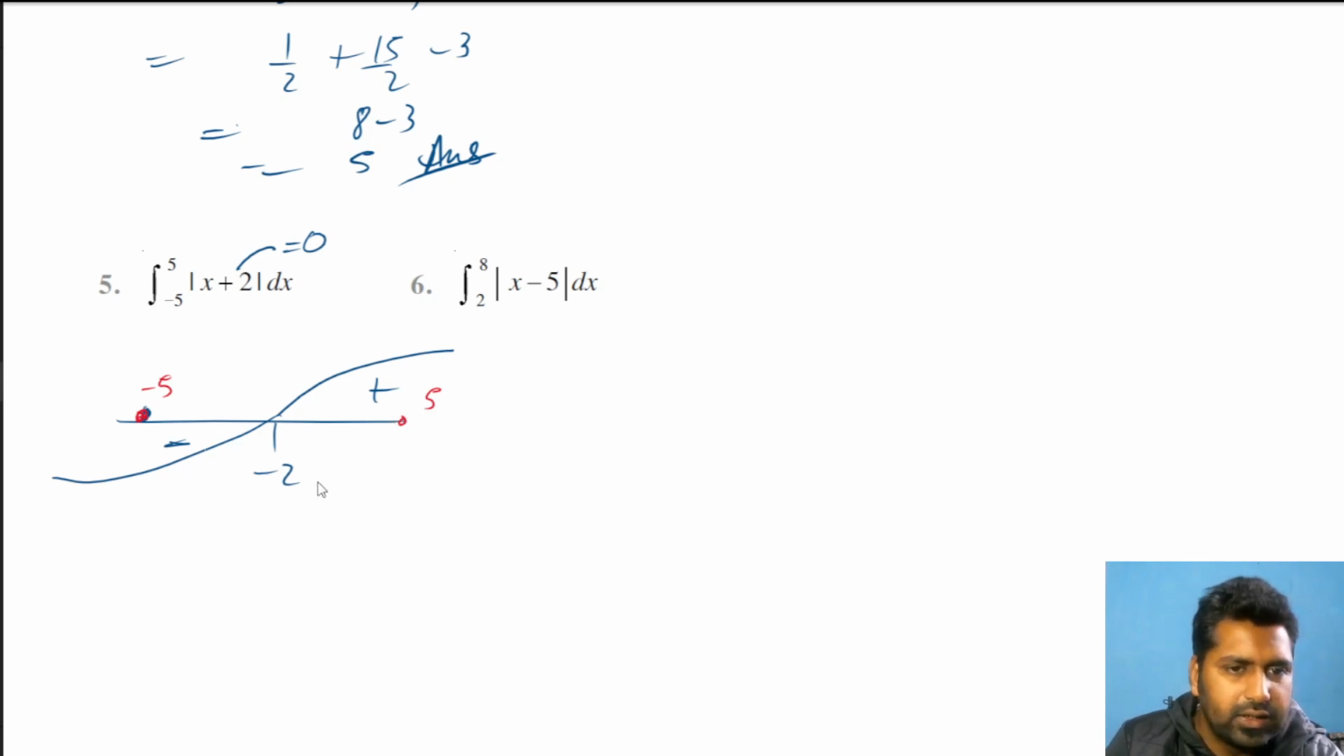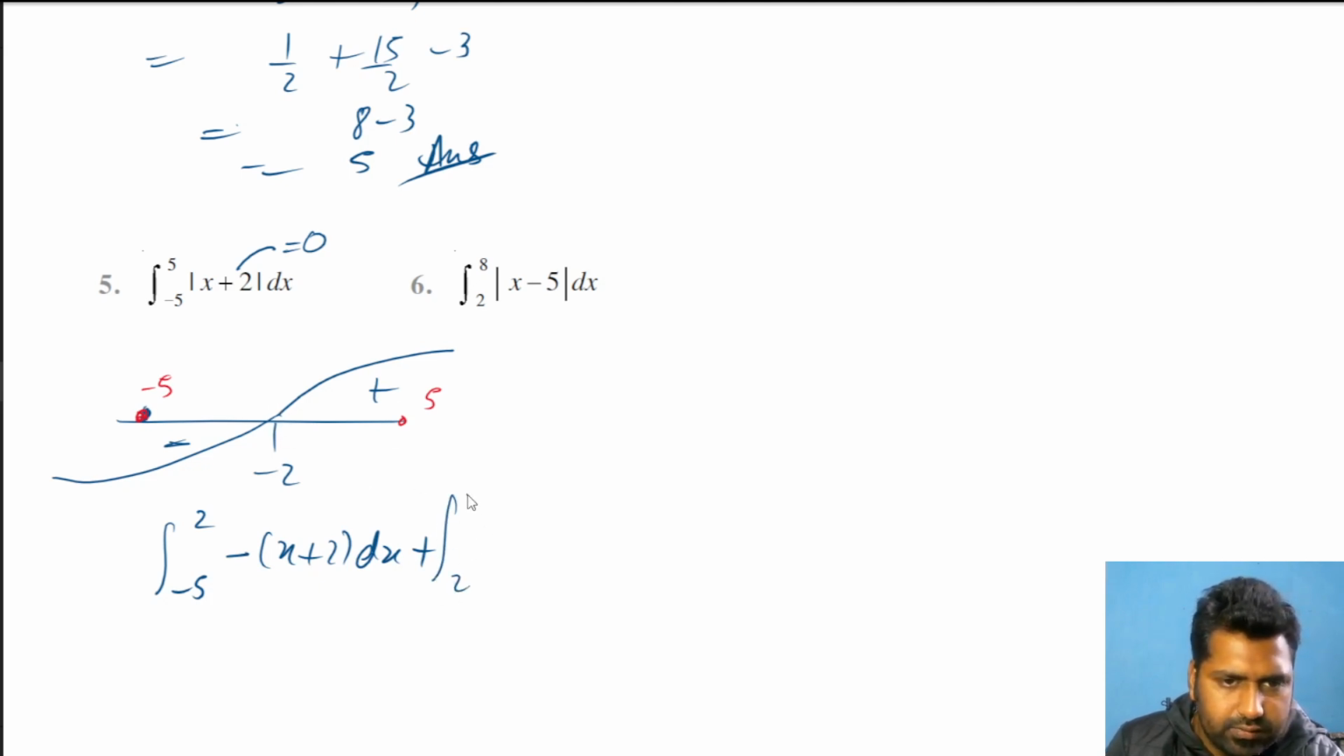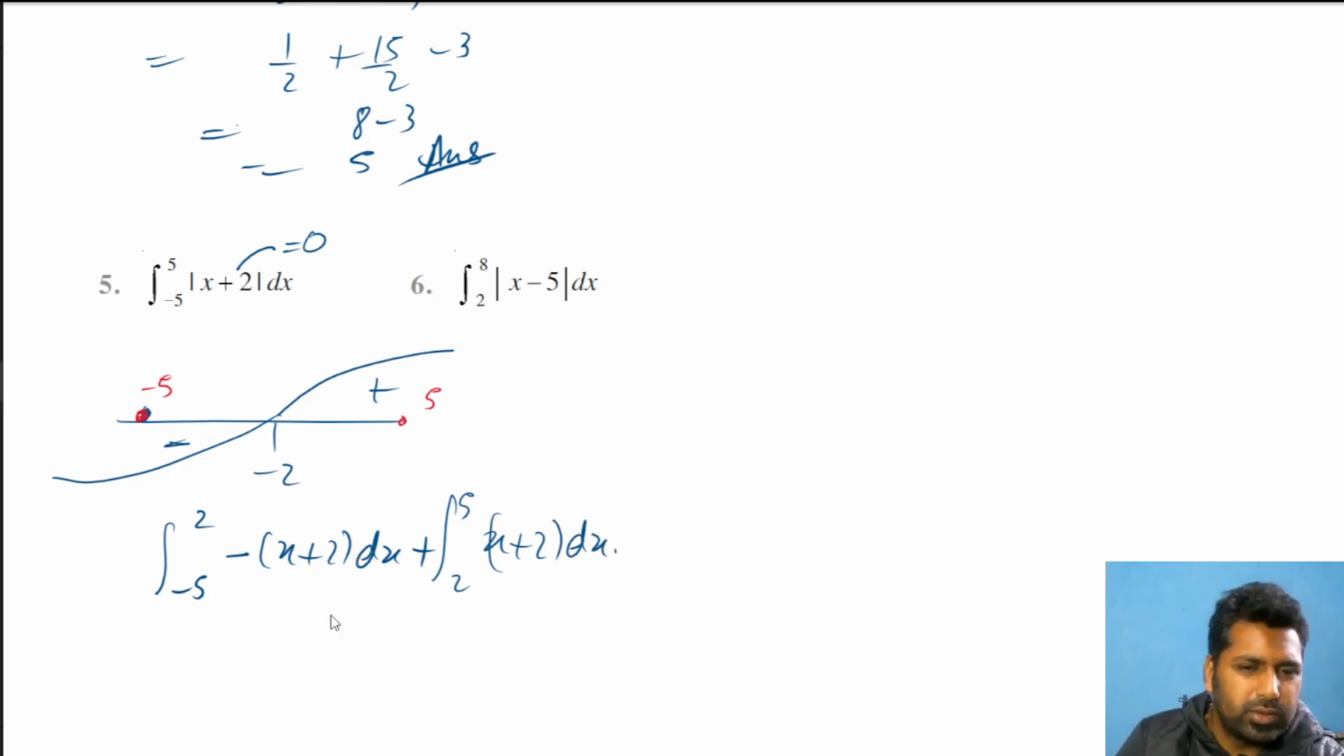So directly, now you just open the mod. So integration you will do minus 5 to minus 2. You'll open the mod with negative sign, dx plus integration. This will become 2 to 5. You'll open the integration with positive sign. Rest I think you can solve. X square by 2, 2x, x square by 2, 2x, upper limit minus lower limit. Okay, this was the solution for fifth.